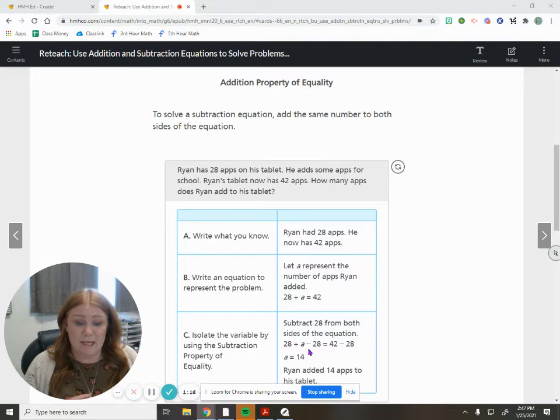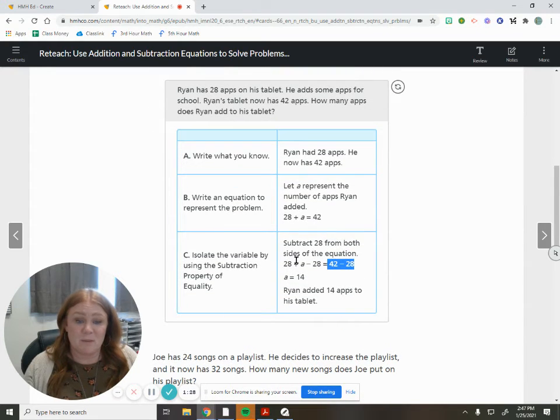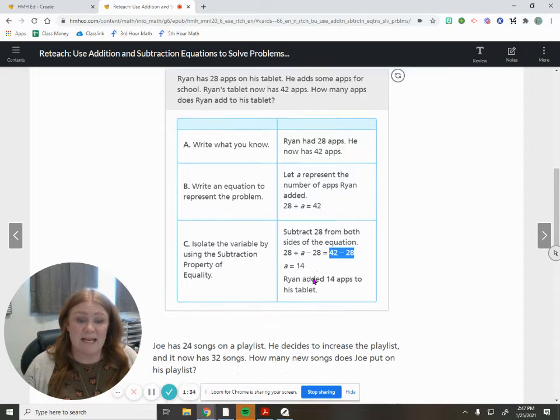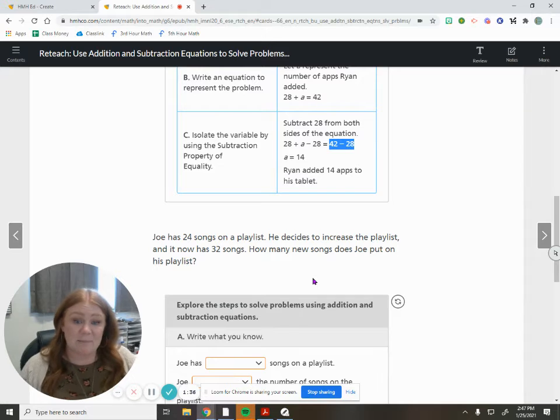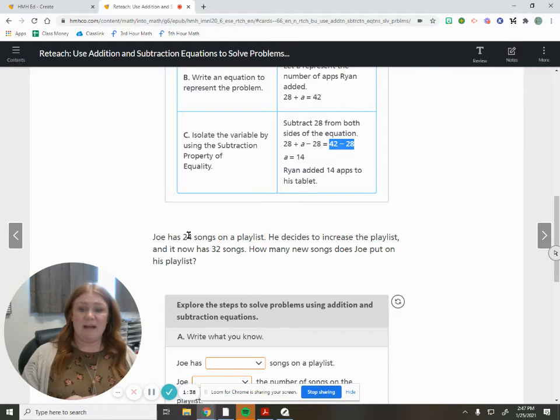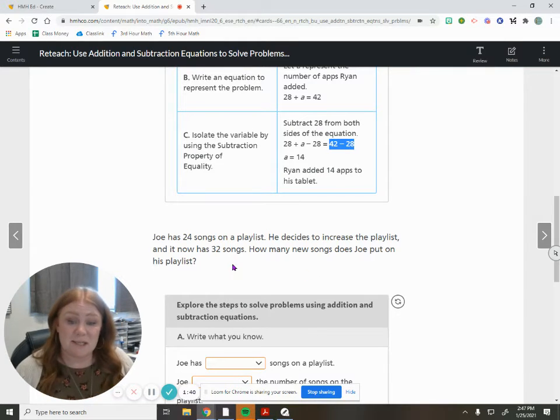So we take 28 away from this side, and all we're left with is A, because 28 minus 28 is nothing. So here we have 42 minus 28. So all we're left with on this side is A. We combine these two terms and get 14. Ryan added 14 apps.